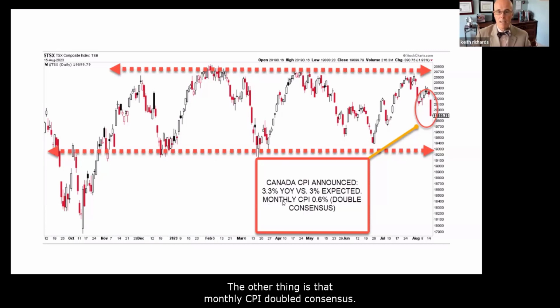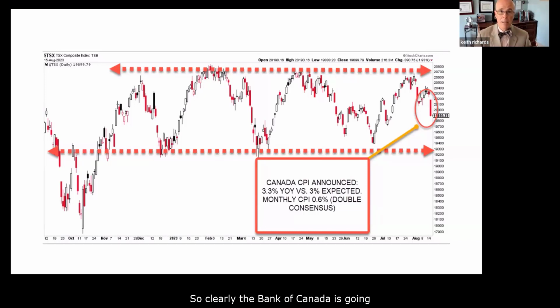The other thing is that monthly CPI doubled consensus. It came in at 0.6. So in other words, there's been a spike in July. It wasn't just a little bit higher than expected, it was a lot higher. It was twice as much as we expected. And that's, again, CPI. It is not core stuff. It is the big-picture inflation.